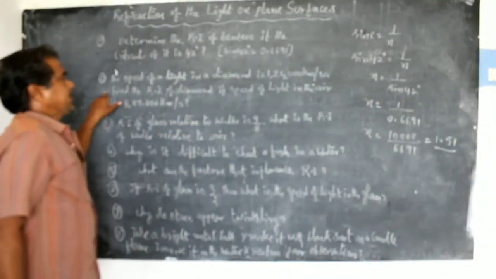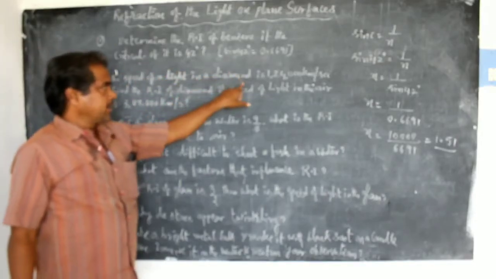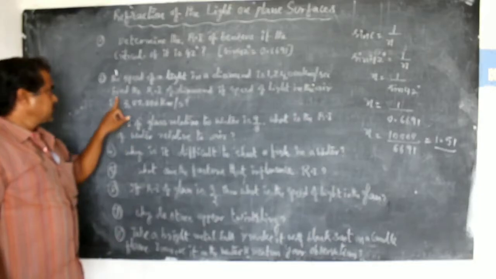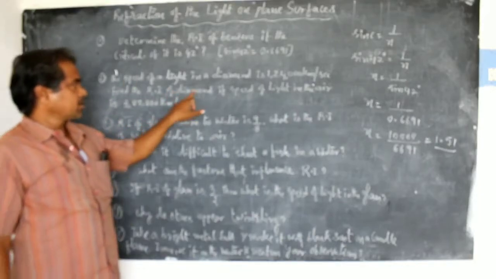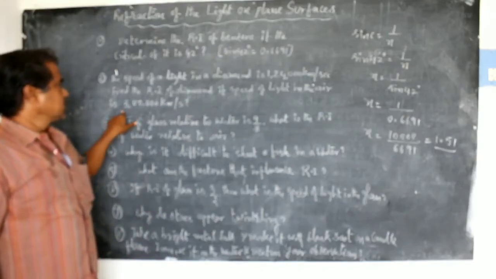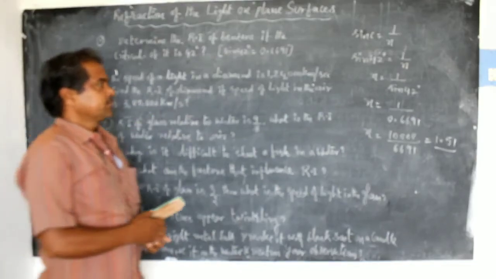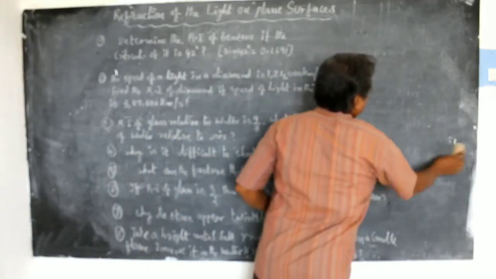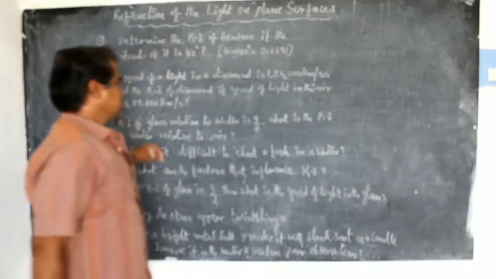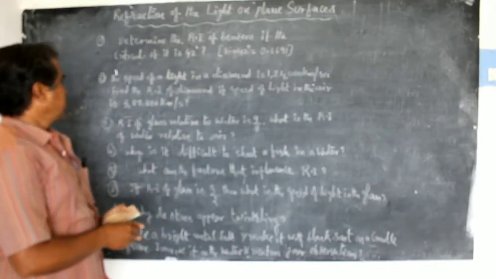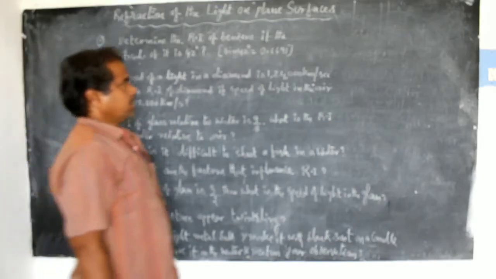Next question. The speed of light in a diamond is 1,24,000 kilometers per second. Find the refractive index of the diamond if the speed of light in air is 3 lakh kilometers per second. Here, what is given in our problem? Speed of light in a diamond is given. We have to find the refractive index of the diamond.